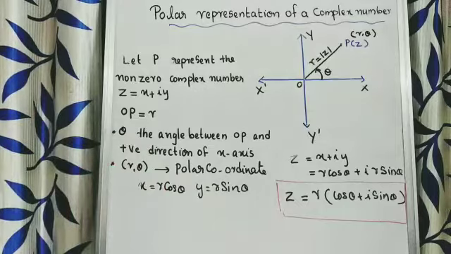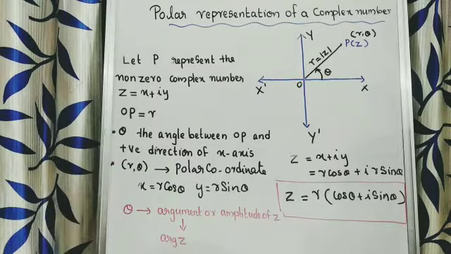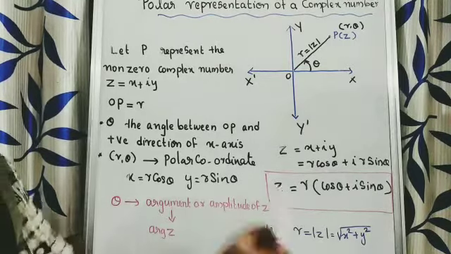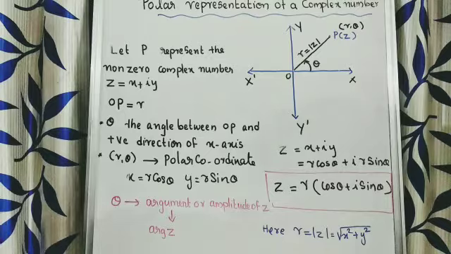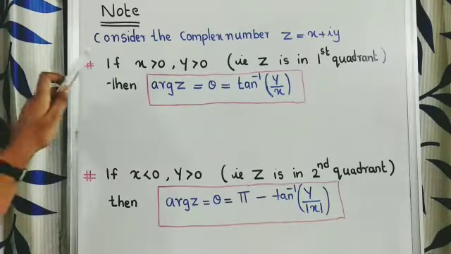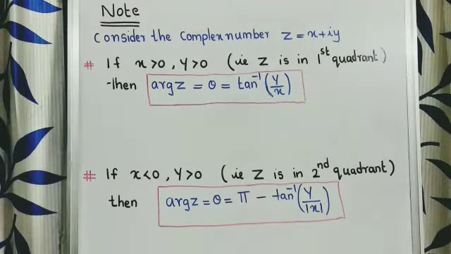Clear? Here theta is the argument or amplitude of z. It is denoted as arg z. Also, here r is equal to mod z, that is equal to root of x square plus y square. Note these points. Consider the complex number z is equal to x plus iy.